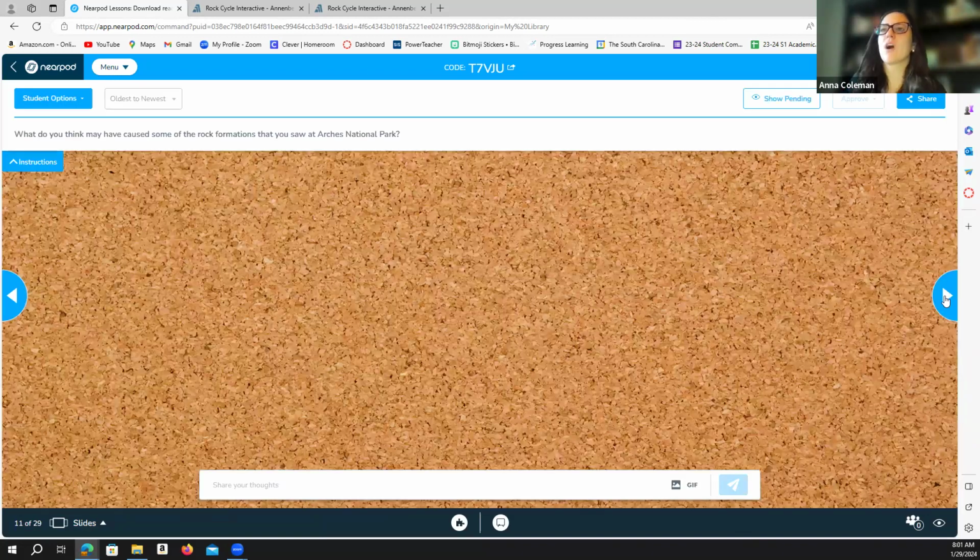What do you think may have caused some of the rock formations that you saw? What do you think? If we're talking about weathering, what specific type of weathering do you think caused that? If you need to pause me, feel free, but keep going.